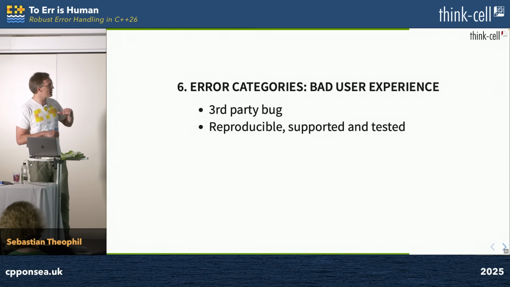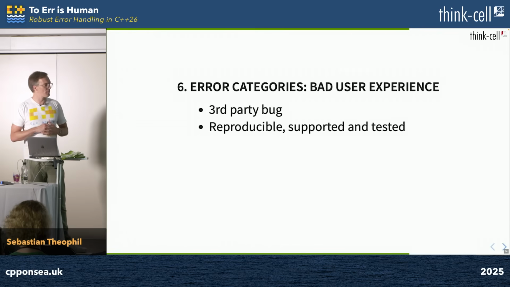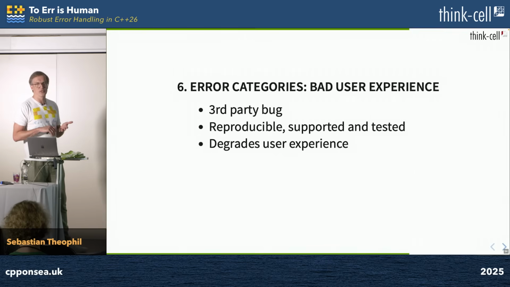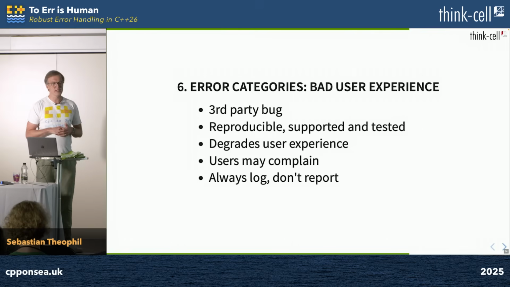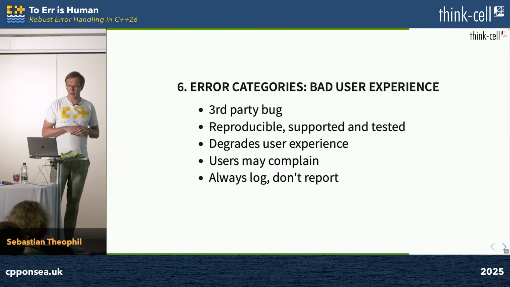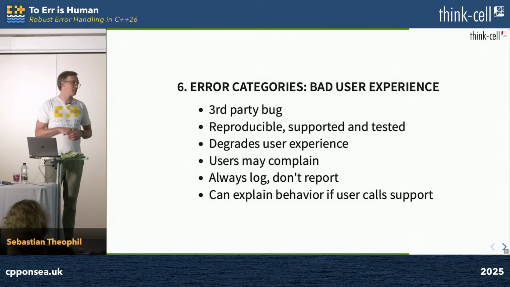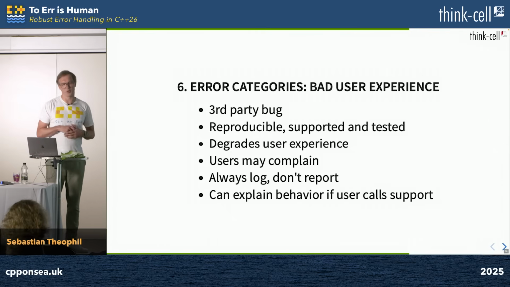One error category below still is something that you can call bad user experience. Maybe it's a third-party bug that we encounter frequently, that we know of, that we have reproduced, we handle correctly, and we've tested this, but it somehow degrades the user experience. And that means the user may complain, and he may complain to us. So we always log if this error occurs, but we don't report it back to our backend because we know about it already. We don't show error messages. We just log it in a log file. So that when the user calls, we can look in the log file and say, yeah, you have encountered this problem, and we can pass on the blame a little bit, or we can explain the problem.